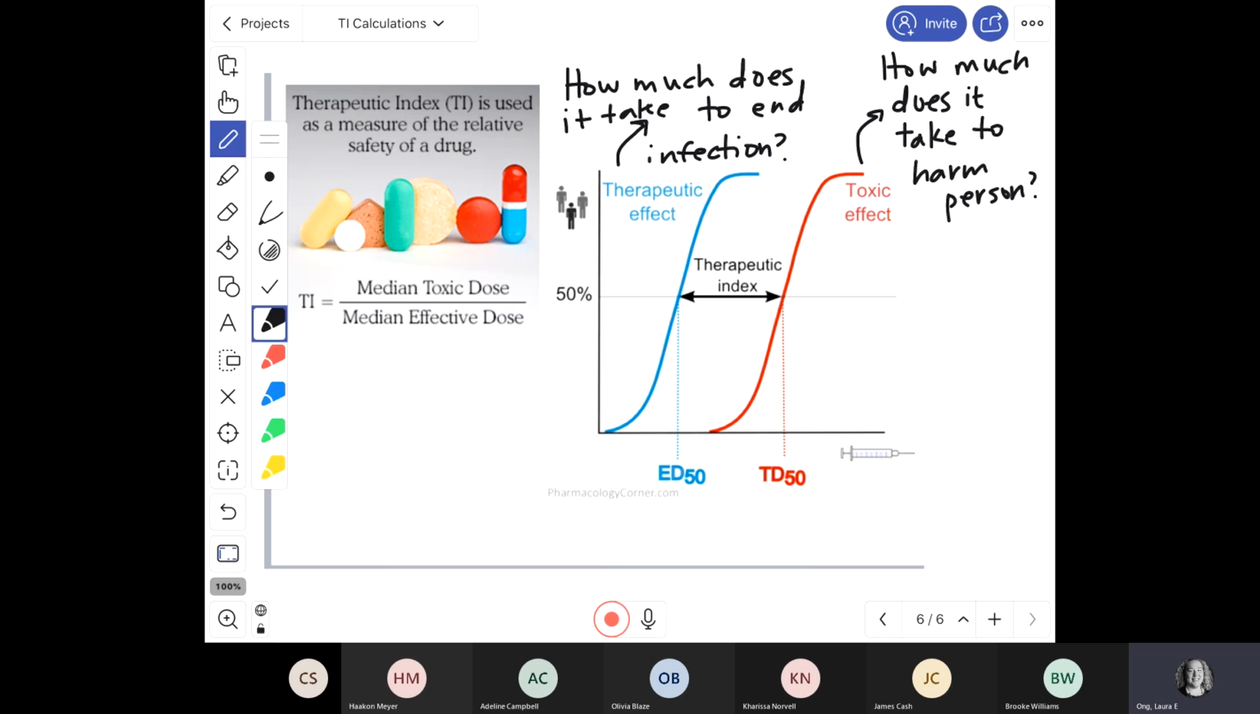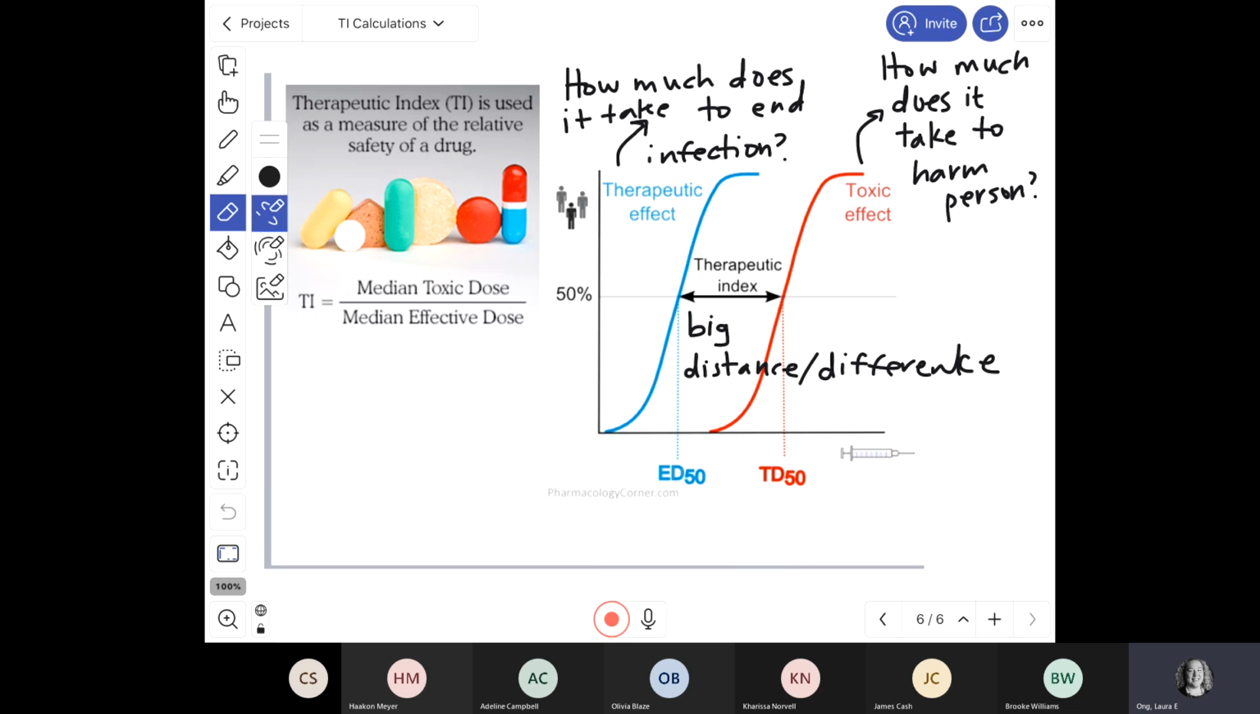There's some drugs that work great to kill microbes, but they're also harmful to the person. So what we want is we want there to be a very big distance. We hope that there's a really big difference between the amount that it takes to end an infection versus the amount that it takes to harm the person. So that difference between how much kills the infection and how much harms the person, we call that the therapeutic index, or the TI.